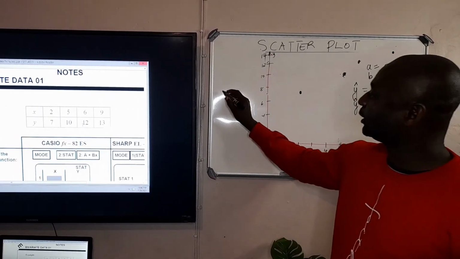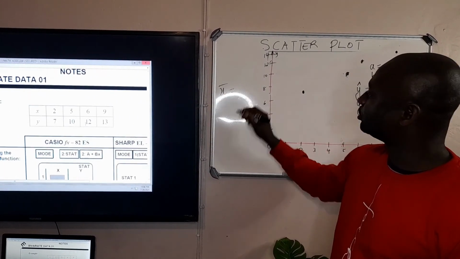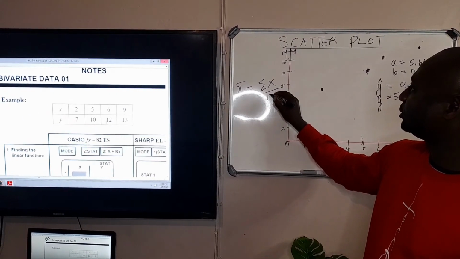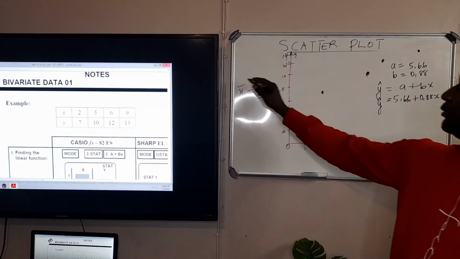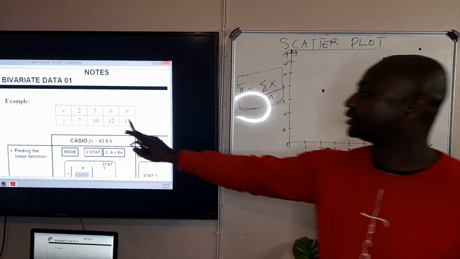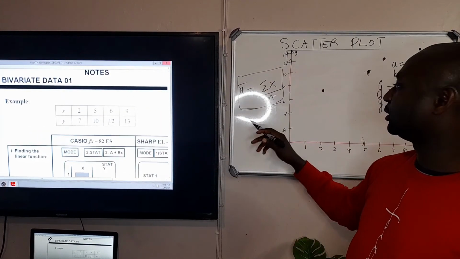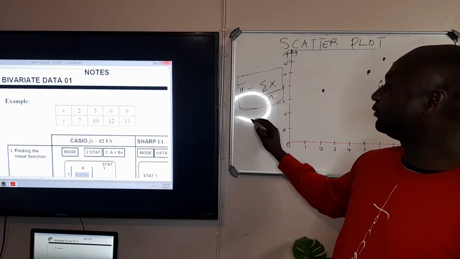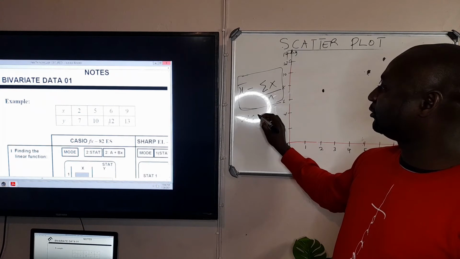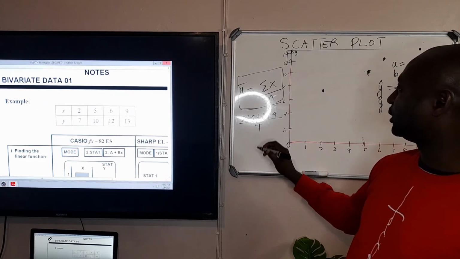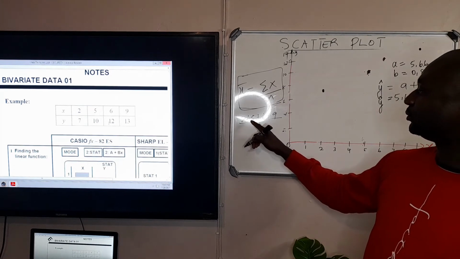So if I'm going to find x bar, it is equal to the sum of x over n. You can use the formula like this: sum of x over n. The x are the x values. Add them and divide by the total number of entries. So it's going to be 2 plus 5 plus 6 plus 9, divided by 4. Here n, the number of entries, is 4.